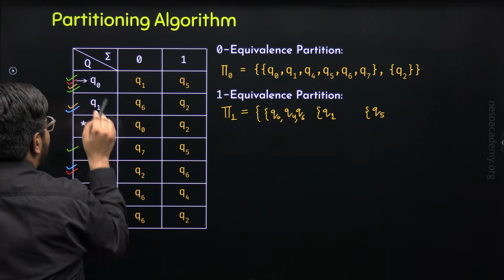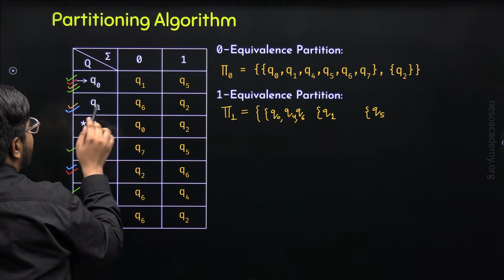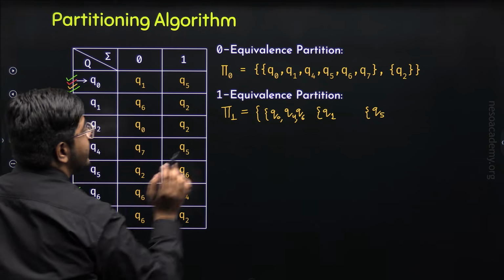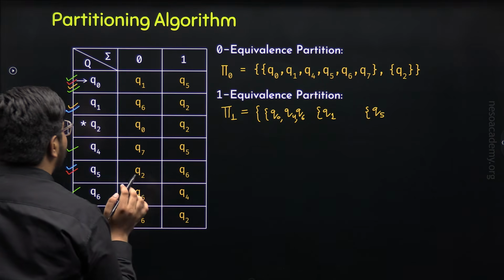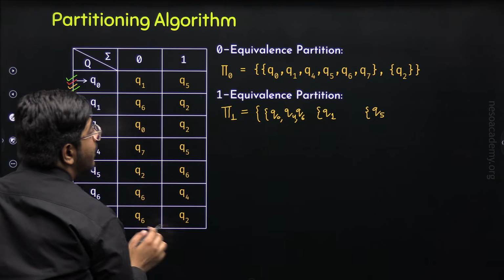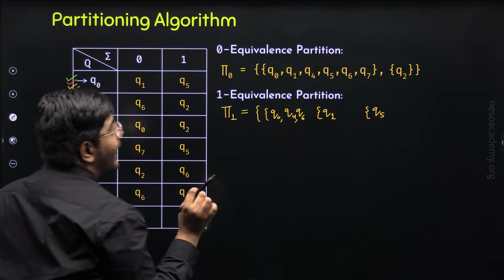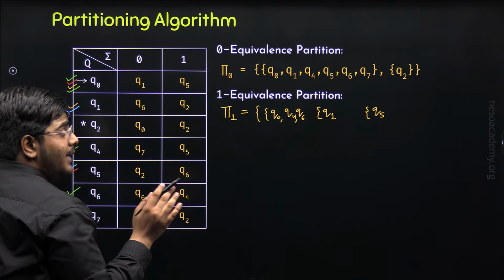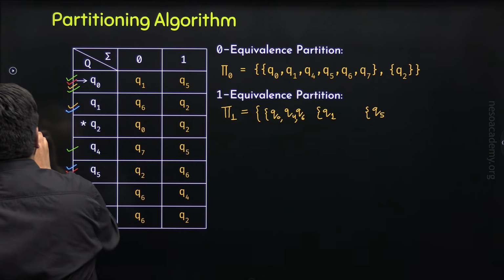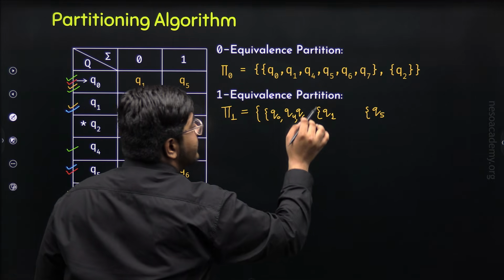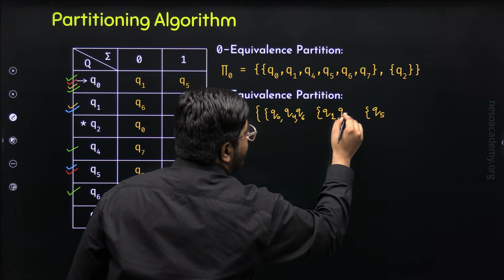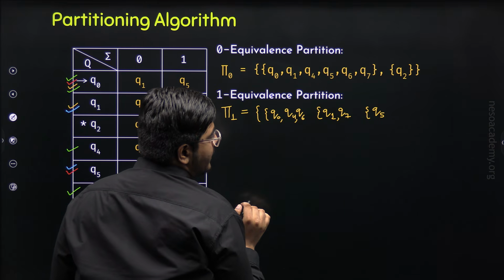So we are considering Q1 and Q7. On 0, it is giving Q6 and Q6. Now Q6 and Q6 lie under the same partition. For input symbol 1, we are getting Q2 and Q2. Q2 and Q2 also lie under the same partition, which means Q7 is equivalent to Q1. So now, since Q7 is equivalent to Q1, we can write it along with Q1 under this particular partition.